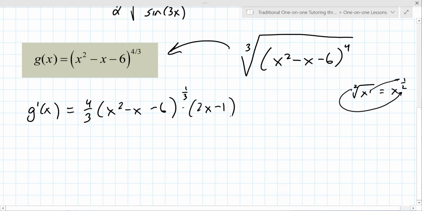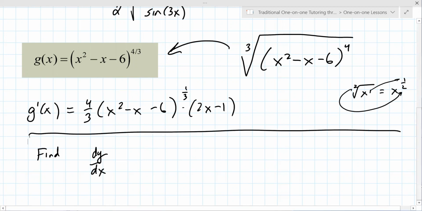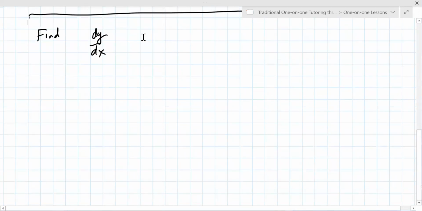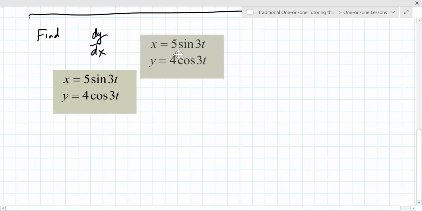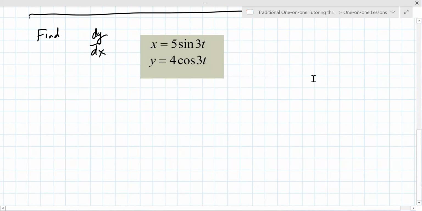Very good. Okay, so the next one doesn't have instructions. I'll just write the instructions here. Find dy/dx. You had some slides that led up to this, so this is something that you would want to be comfortable with.